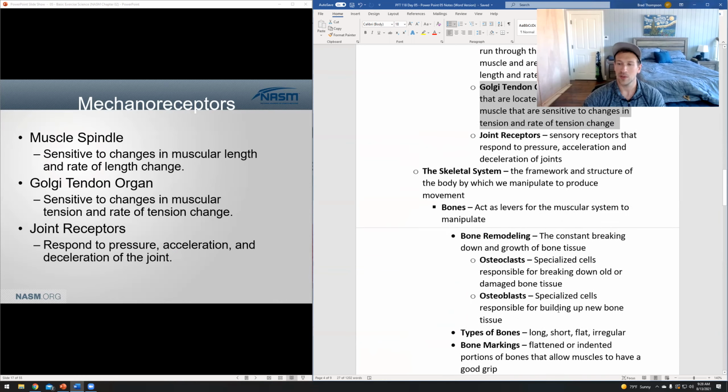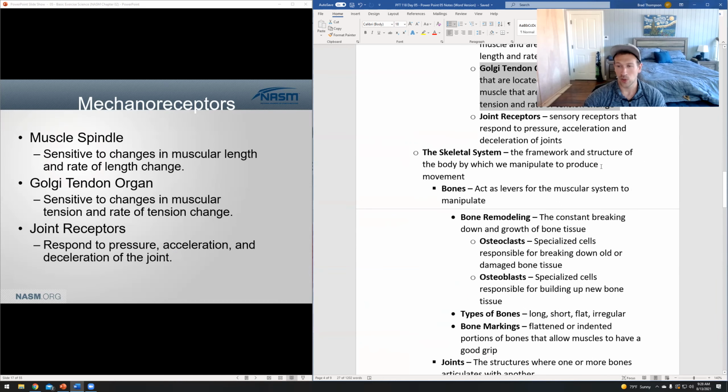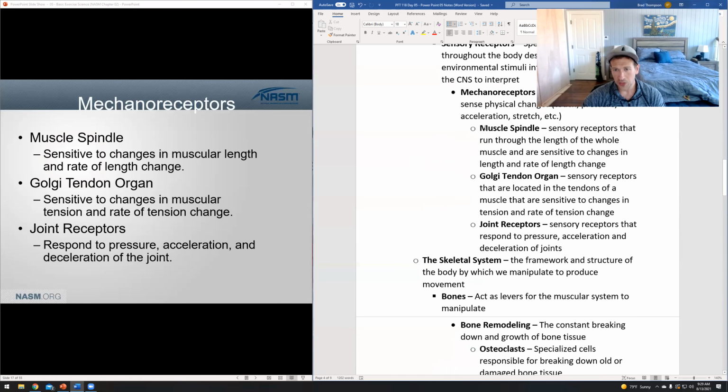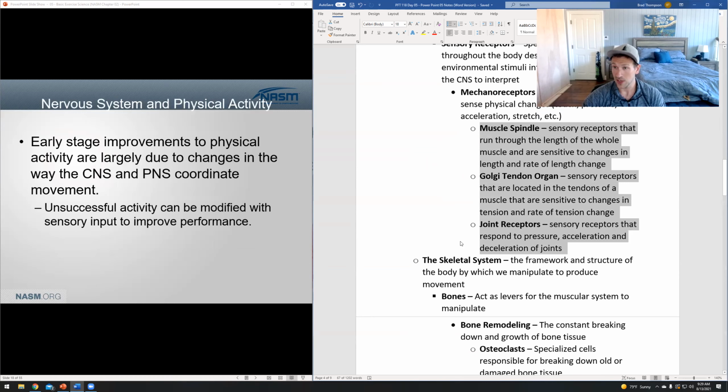And then there's also joint receptors, which actually have specific names, but we kind of lump them all together because they all function as a group. Joint receptors are sensory receptors that live within your joint, and their job is to sense pressure if your joint is being squeezed together, and to sense acceleration or deceleration, like how fast a joint is moving. So those three things are coming together to make up your proprioception, right?